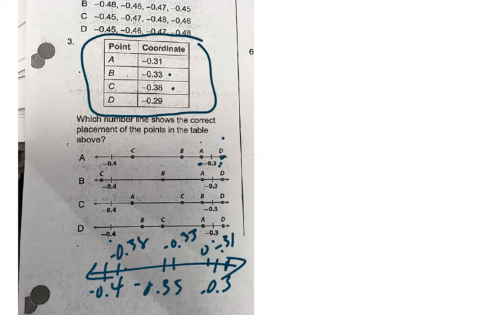Okay, C is right here by negative 4/10. So you need to find the number line that matches up best with that first option. So your option here is going to be A. It's the only one that will work.